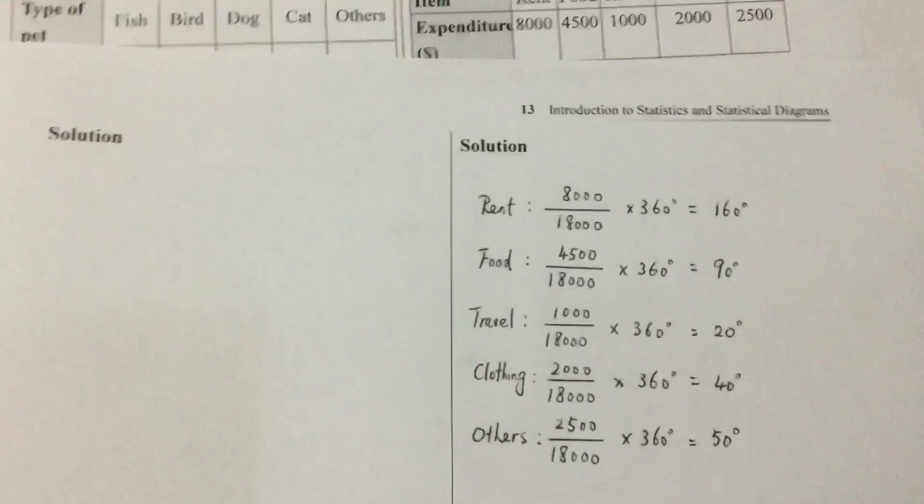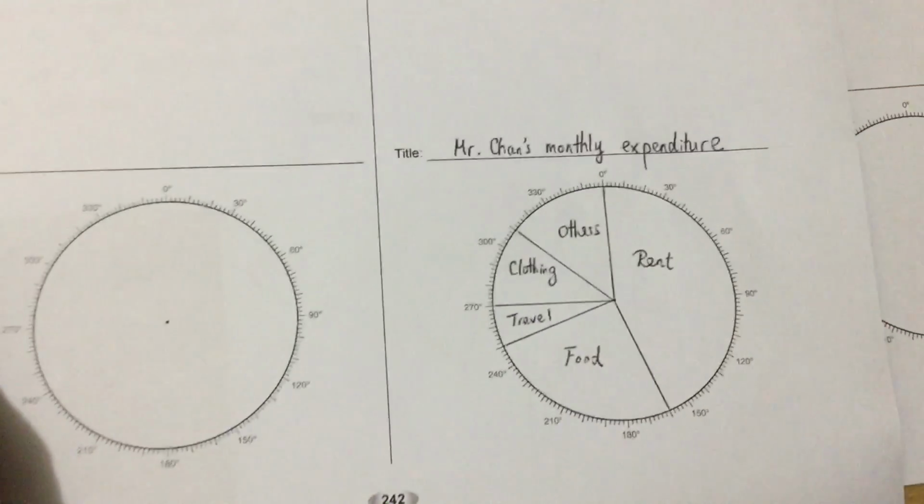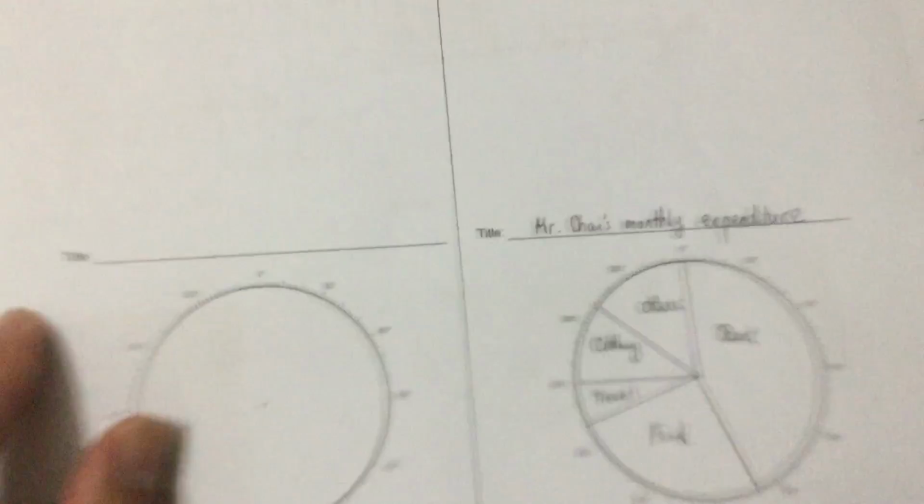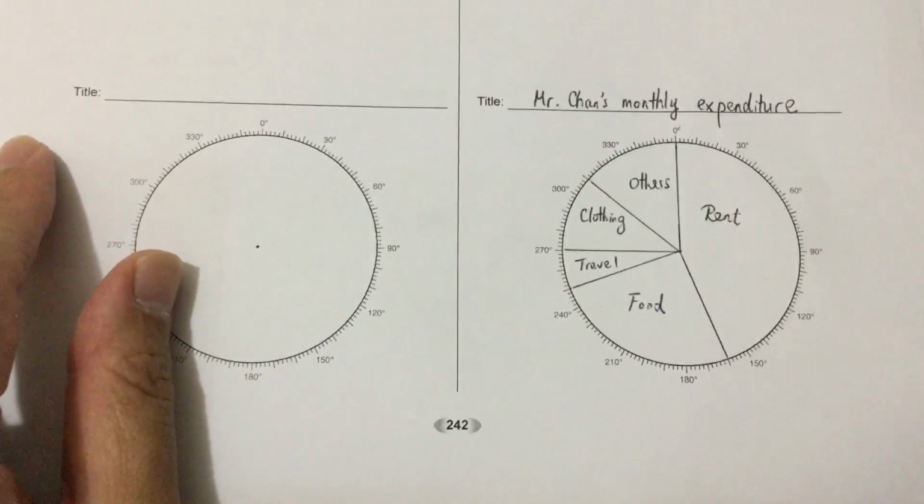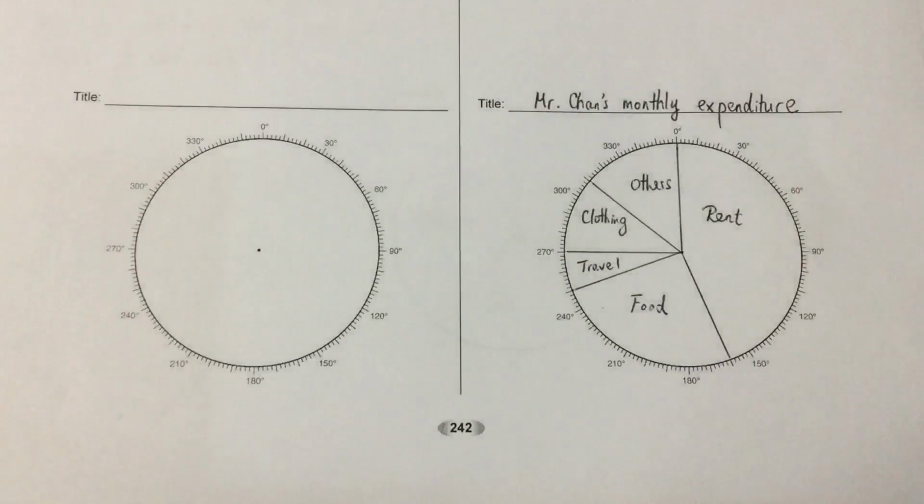So after that, we will have the answer for this one. This is from Mr. Chan's expenditure. We will see something like this: rent, food, travel, clothing, and others. So we finished the first pie chart. Okay.